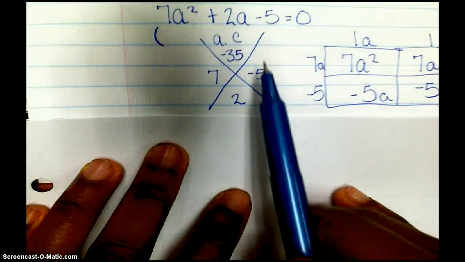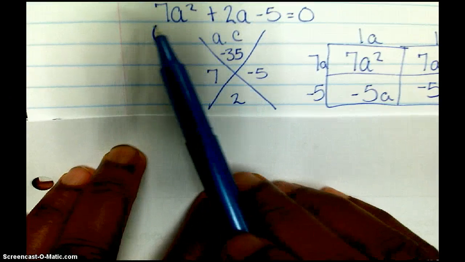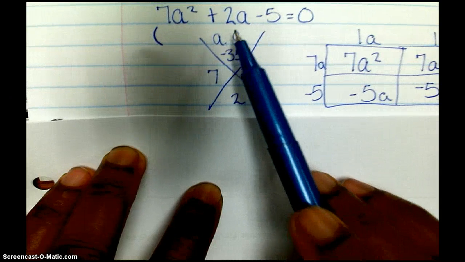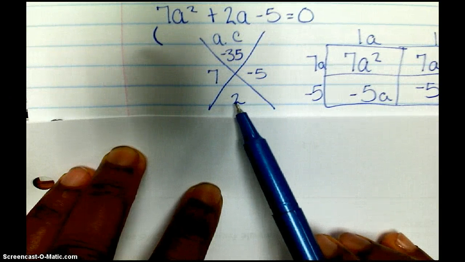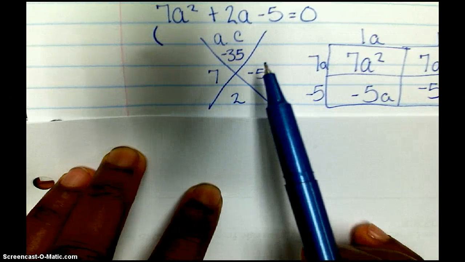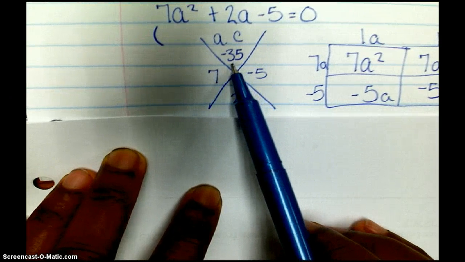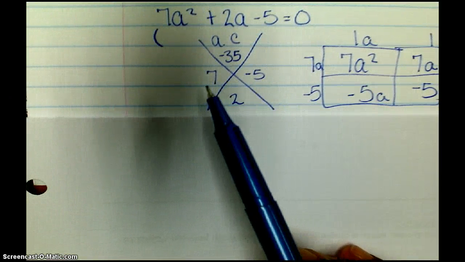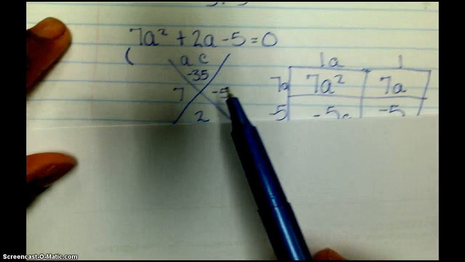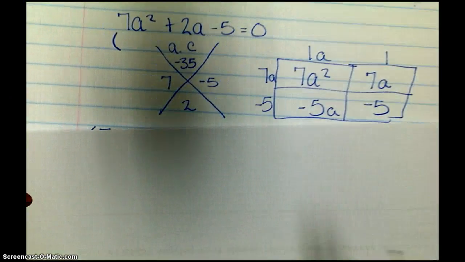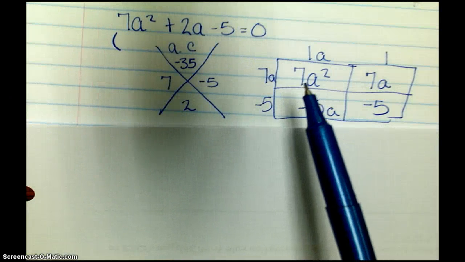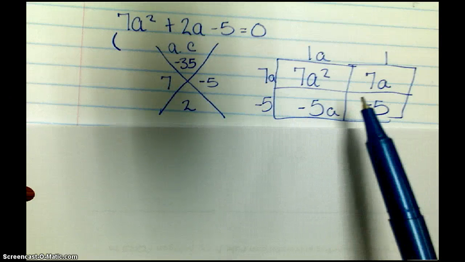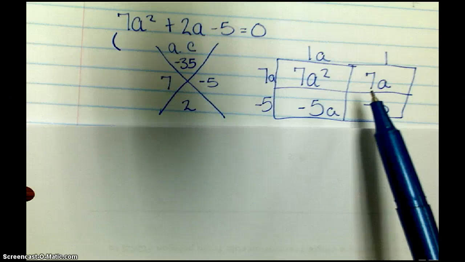To get my top term, I had to go a times c. So 7 times negative 5 is negative 35. Put down the bottom term, the middle term b, which is 2. So I have to ask myself, what times what gives me negative 35, and when I add them together, I get positive 2? So it's going to be 7 and negative 5. I come over here to my box. I'm going to put the first term, 7a squared, my c term, negative 5, and then my factors, negative 5a and then 7a.